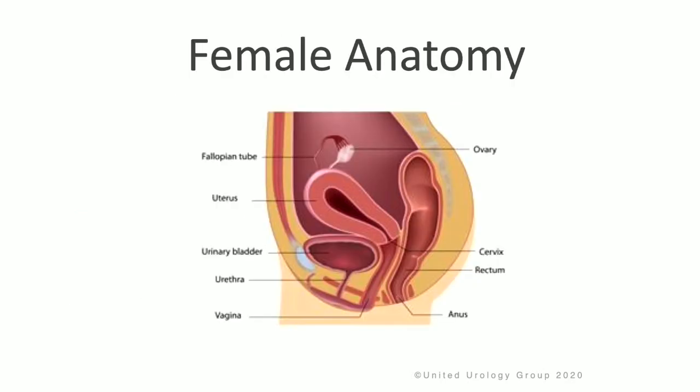Let's review the female anatomy. The ovary and fallopian tubes sit above the uterus, which sits above the bladder and connects to the urethra. The vagina is just behind the bladder. The rectum and the anus sit behind the uterus and the vagina.